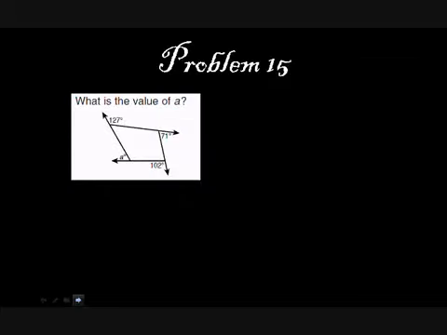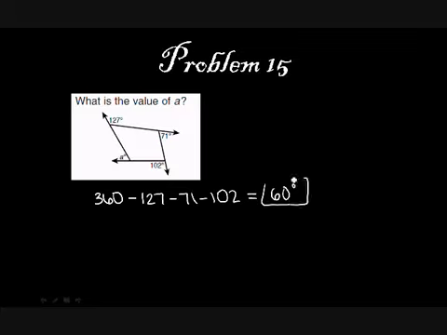Okay, problem 15. What is the value of A? These are all exterior angles, so remember that the exterior angles, no matter how many there are, they always have to add up to 360. So all you need to do is take 360, and then we're going to subtract all of the angles. I'm subtracting 127, 71, and 102. And if you do that in the calculator, you get 60 degrees. And that's your answer for A. That's the missing angle.